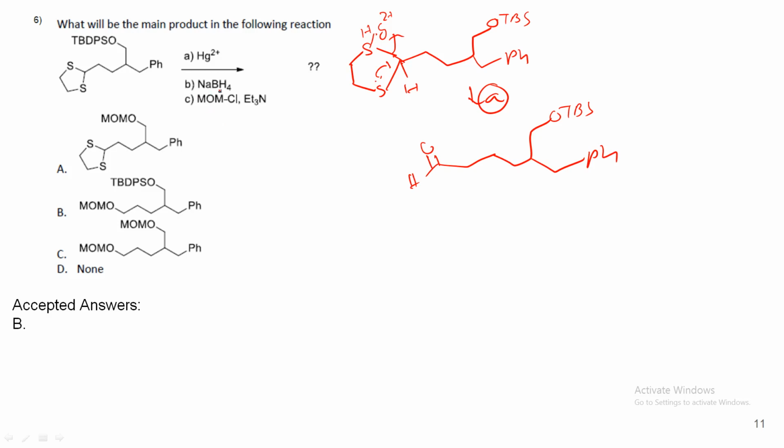Now they have done NaBH4 treatment. So what would it be doing? NaBH4 would reduce this aldehyde to its alcohol form. So 1, 2, 3, 4 carbons should be there. Here we have the TBS protection intact. Benzyl is also there. Now with MOM chloride and triethylamine.